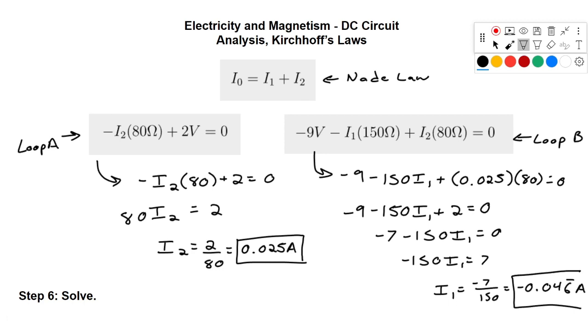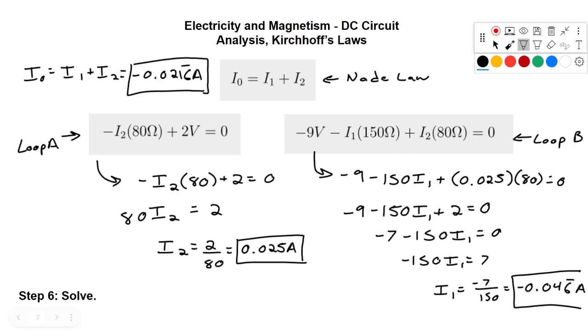We could use our node law now. I0 equals I1 plus I2. And if we sum those, so this will be negative 0.046 remainder plus 0.025, and we'll end up with around negative 0.0216 remainder amps. And you could see yet again that we have a negative value for our total current out of I0, so both I0 and I1 should have been flipped. But again, we have the values there.